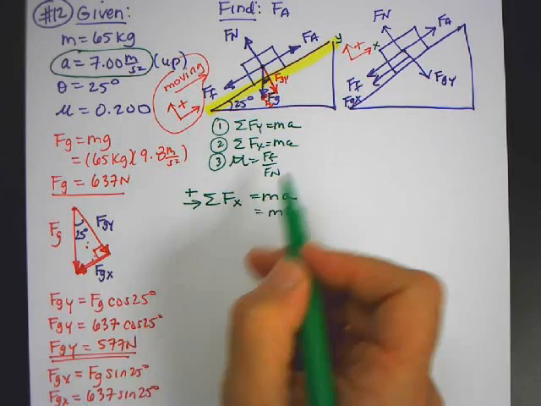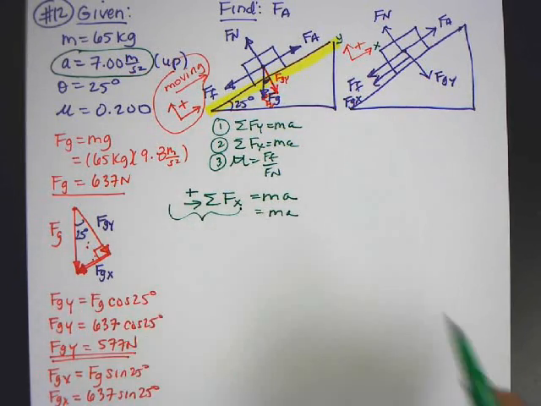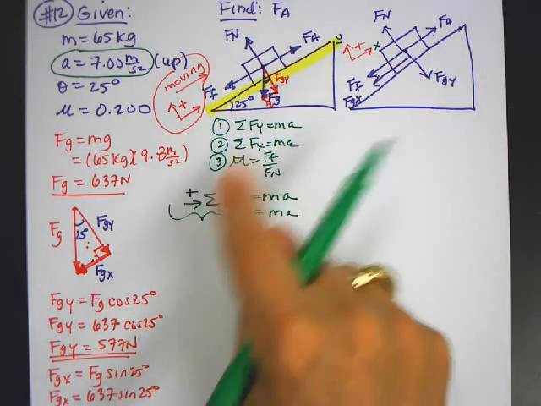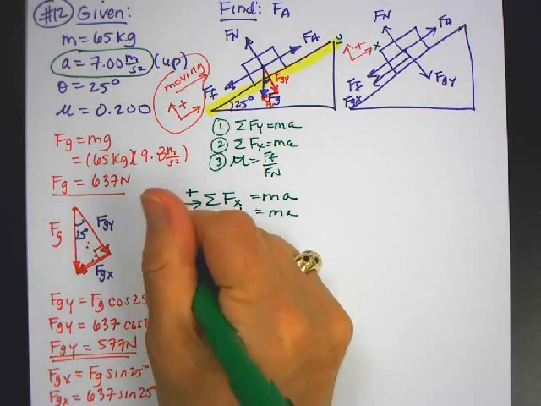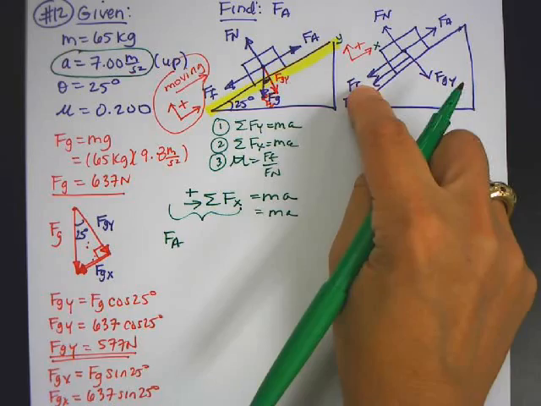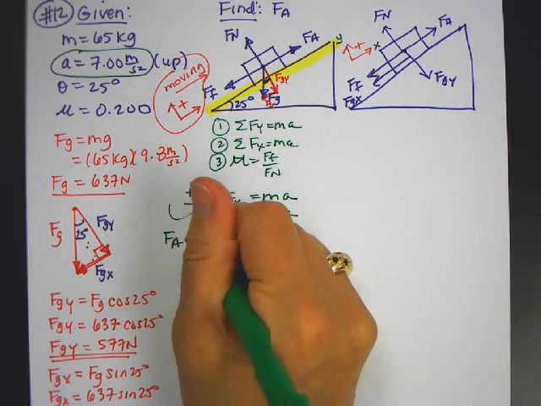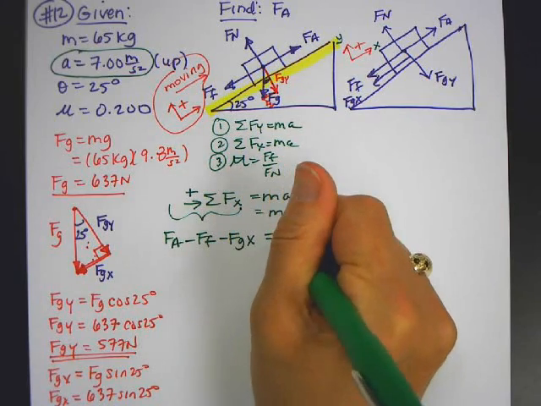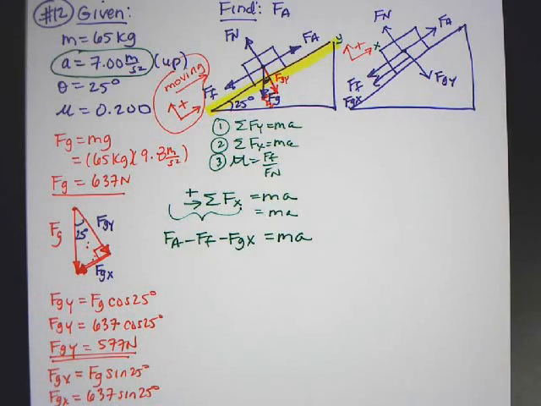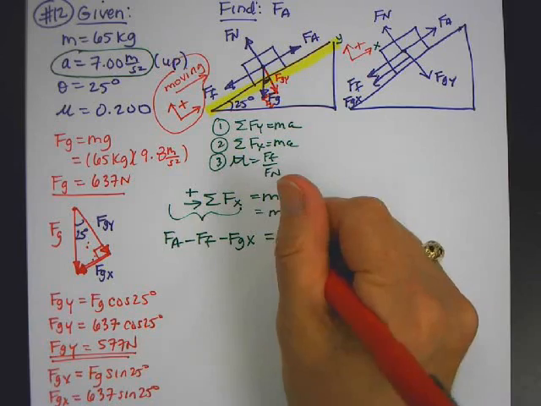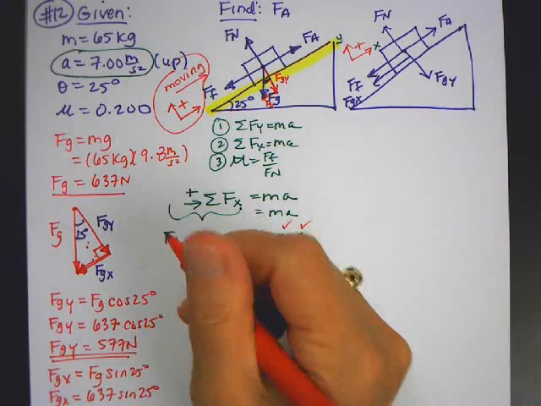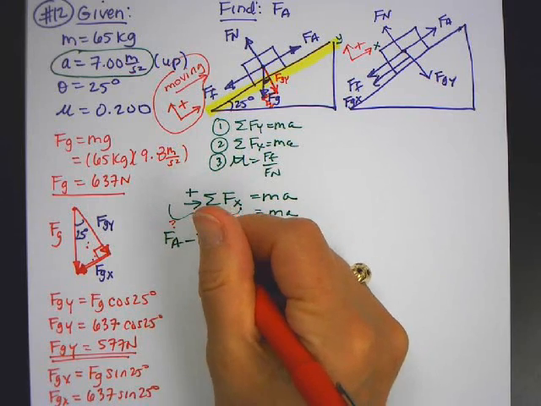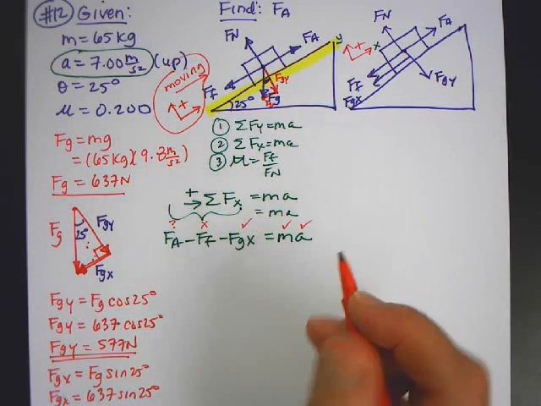Then I replace this with all my forces going in the x direction. So now I look at my free body diagram. What's positive? Well, FA is positive, FF is negative, and FGX is negative. And that's equal to MA. So I have a lot of variables there. Do I have M? Yes. Do I have A? Yes. Do I have FA? No, that's what I want to find. Do I have FF? No. Do I have FGX? Yes.